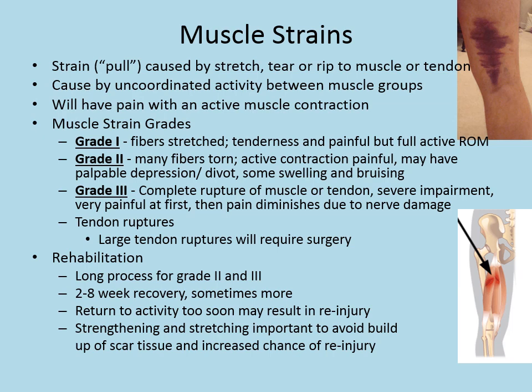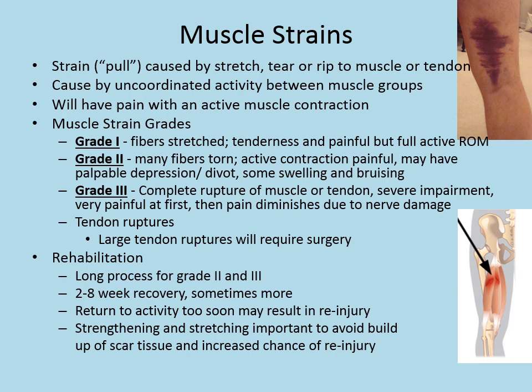As far as a grade 3 strain, that's a severe strain. So they'll have complete rupture of the muscle or tendon. They'll have severe impairment, so they will barely be able to walk, say for instance. The grade 3 strain will be very painful at first, and then the pain will diminish due to the nerves no longer being attached to each other. So usually those actually become less painful. They just won't have hardly any range of motion or any strength.